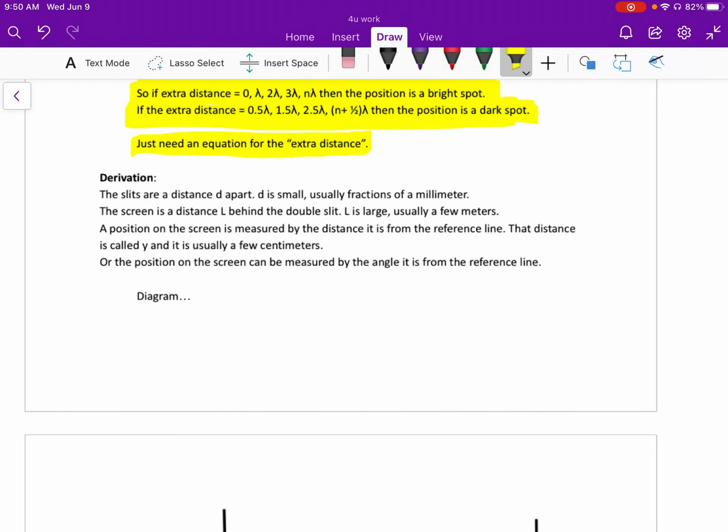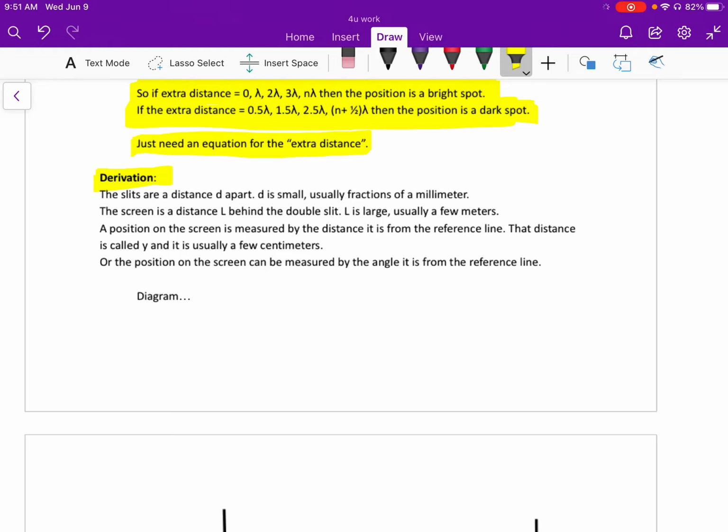All right, so the next step is we're going to do the math to come up with an equation for the extra distance. If we're going to come up with an equation, that means we need some letters. So this next little chunk is our derivation. I've got a picture below, but bad page break.